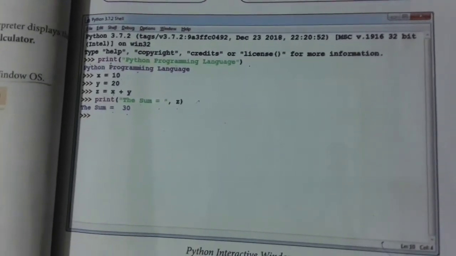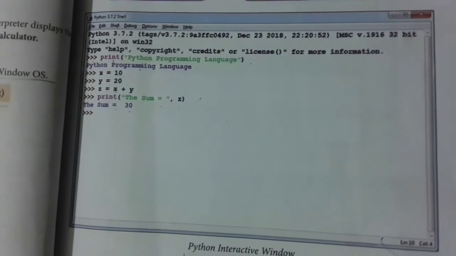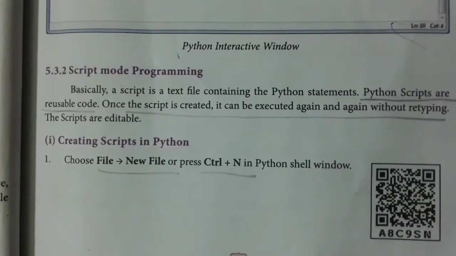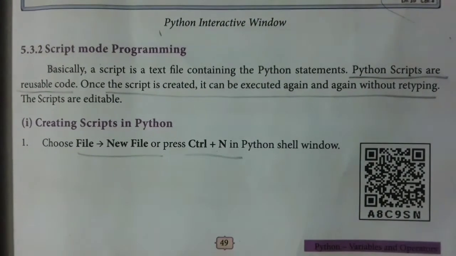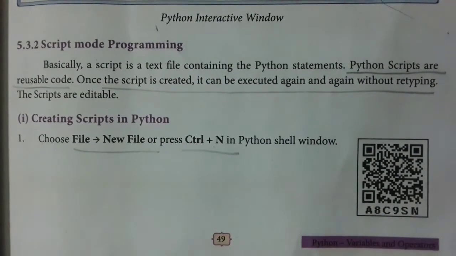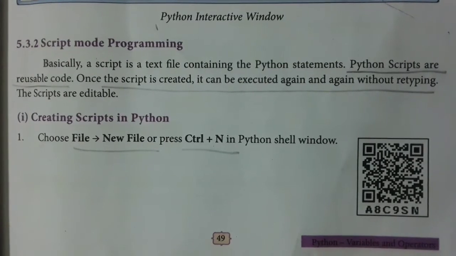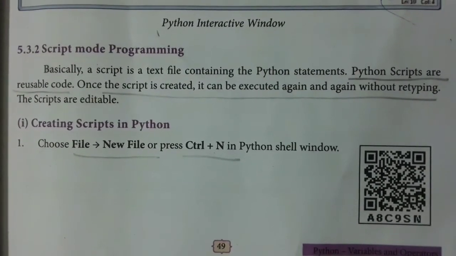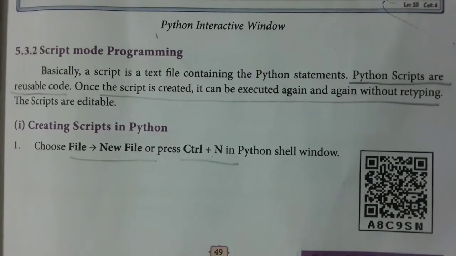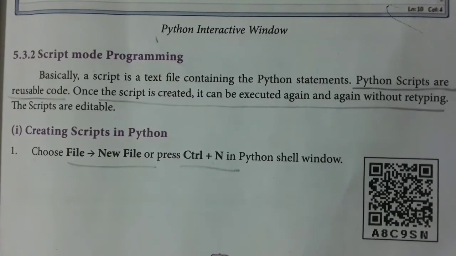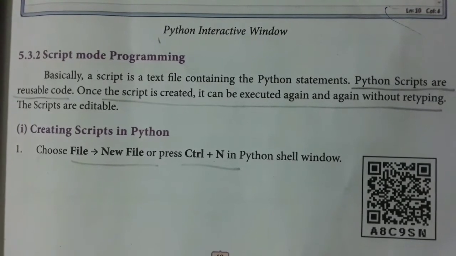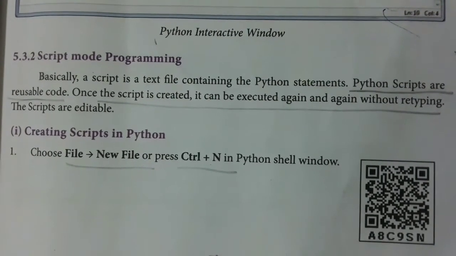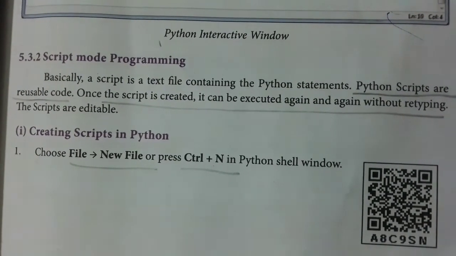The second one is script mode programming. A script is a text file containing Python statements, a Python script or reusable code. Once the script is created, it can be executed again and again without retyping. Now we will see how to create a script in Python.